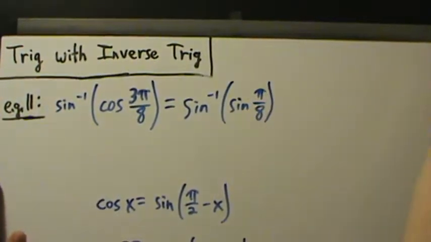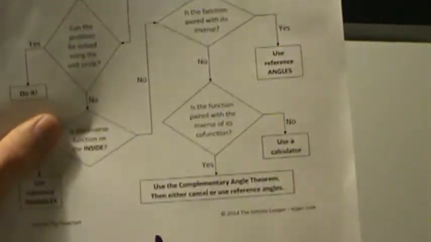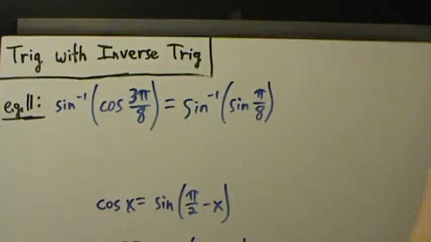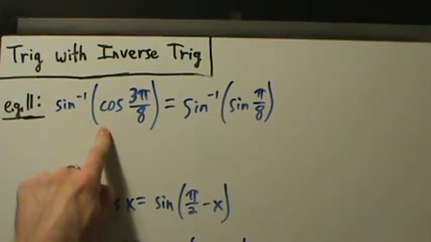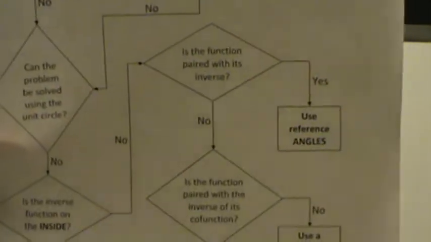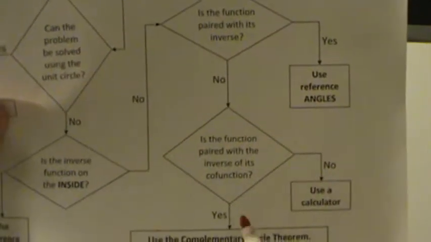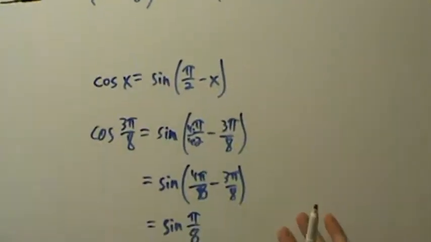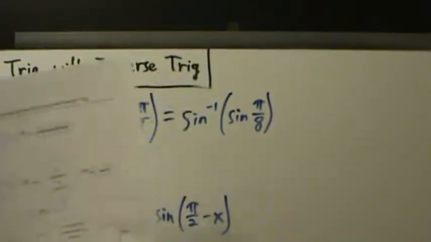Okay, now if we go back to the flowchart, what did it say to do? It said use the complementary angle theorem, which is what we just did, and then either cancel or use reference angles. And now here we can cancel, right? Because remember, what was the rule for canceling inverse sines like this? So again, first we use the complementary angle theorem to convert this cosine into a sine, and that's why we asked the question, is the function paired with the inverse of its cofunction? And the answer is yes, and because it is, then we can use the complementary angle theorem to do this, okay? And actually get the cofunction instead of just the function.